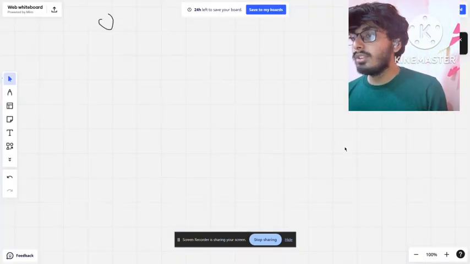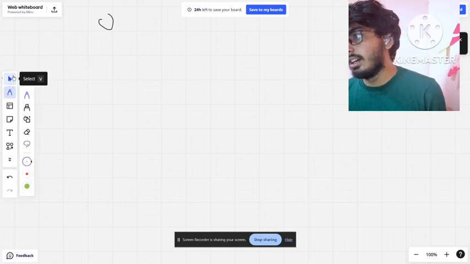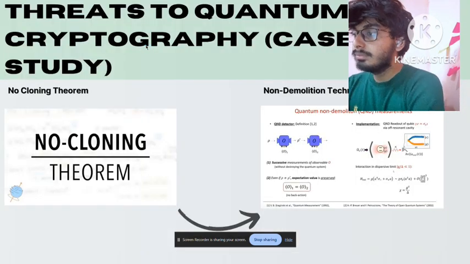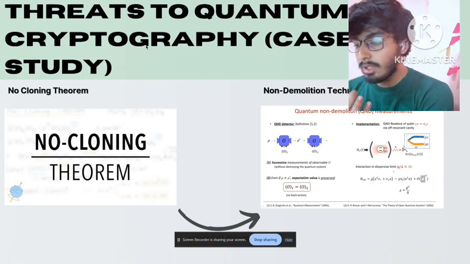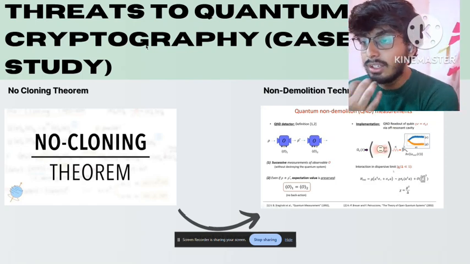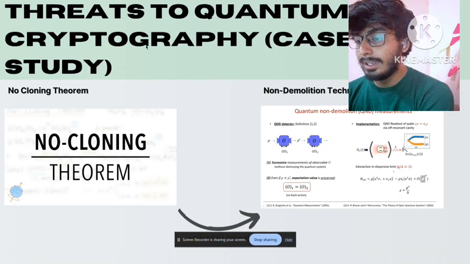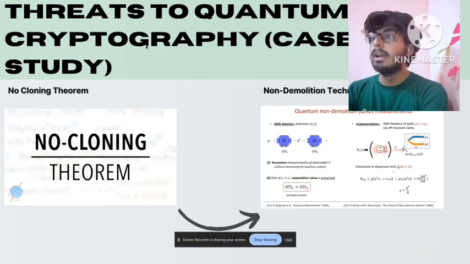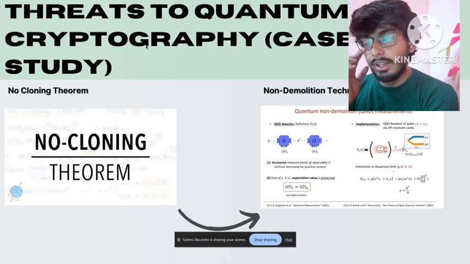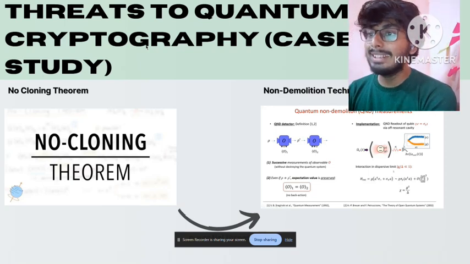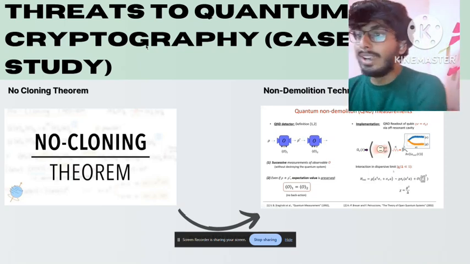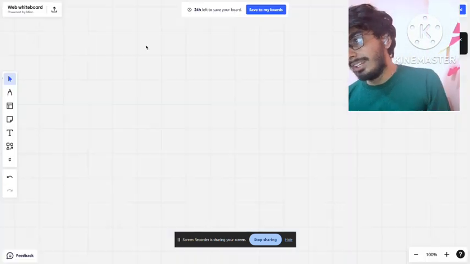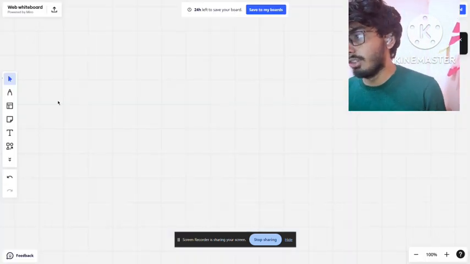But there are still some threats to quantum cryptography. We saw that quantum cryptography is really very secure. It can secure a transmission between two or more parties, but there can be a threat. It is not currently a threat, but it can be a threat in future. To understand that, we will first see the no cloning theorem.